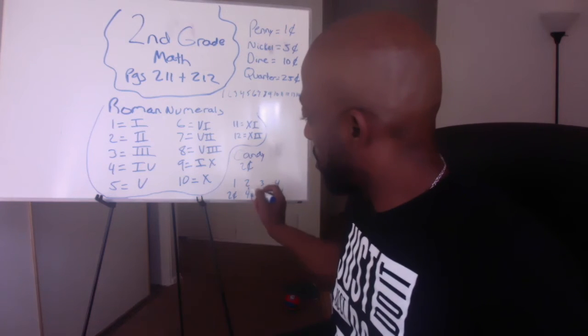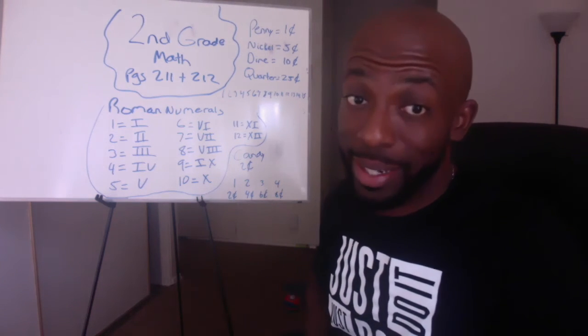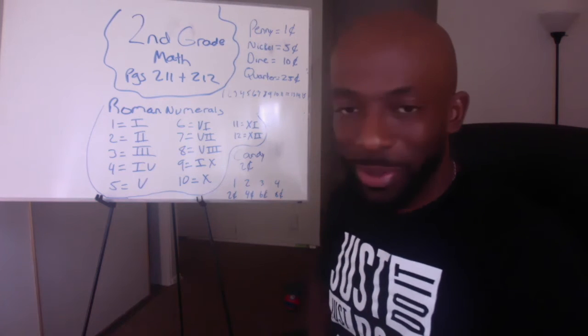1 is 2 cents, 2 is 4 cents, 3 is 6 cents, 4 is 8 cents. How many cents do you have? 8 cents. All right. So that's a little something right there.